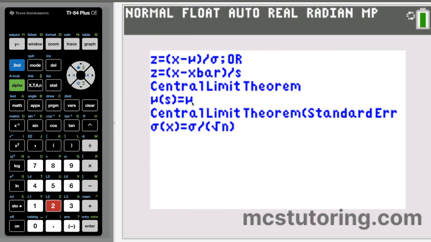Central limit theorem: mu of x bar equals mu. Again, you can look in your book for more explanation of that. So central limit theorem with standard error: sigma of x bar is sigma divided by the square root of n. N is the number of events, or the number in the sample or population, I believe.